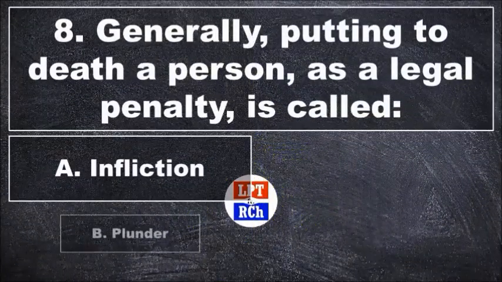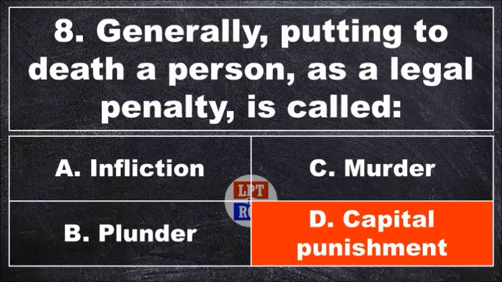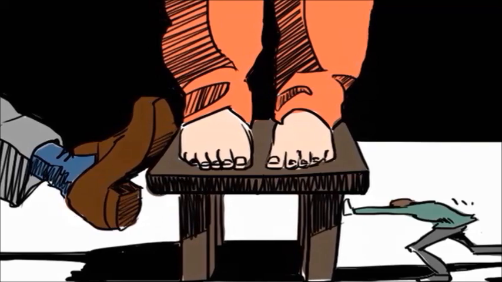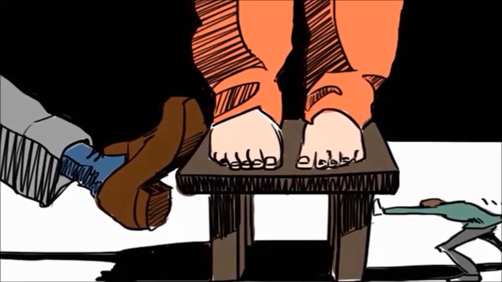8. Generally, putting to death a person, as a legal penalty, is called A. Infliction. B. Plunder. C. Murder. Or D. Capital punishment. The best answer is D. Capital punishment. Death penalty, also called capital punishment, is when a government or state executes or kills someone, usually but not always because they have committed a serious crime.